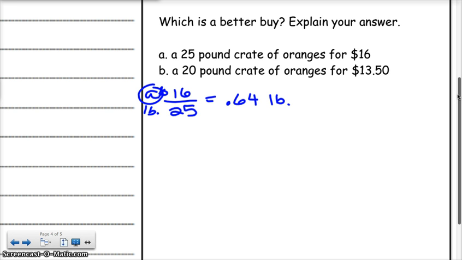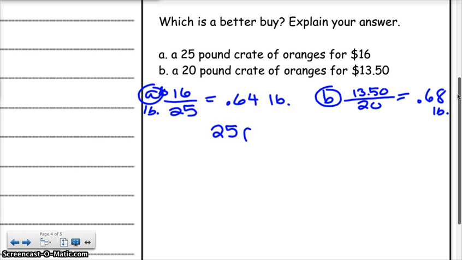Okay? And B, I had a 20-pound crate for $13.50. So $13.50 divided by 20 is 68 cents. So which one's cheaper? Yep, so the 25-pound crate is cheaper. So it is the better buy. So the better buy is always the cheaper amount. Is that it? That's it.